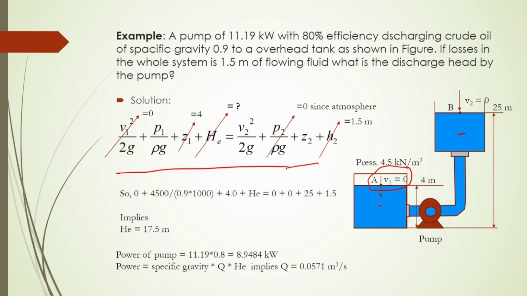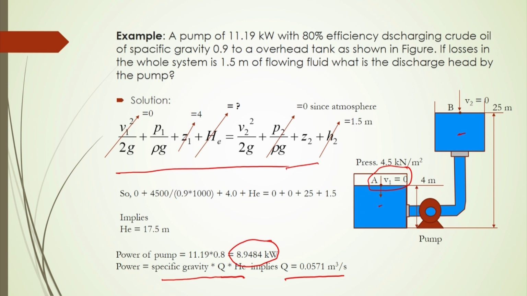And the power of this pump is given to you. I think it is 11.19 kilowatt, that means here 8.9484 kilowatt with 80% efficiency. So finally this will be the power of the pump, and power will be the specific gravity into Q into AC, that implies what Q will be equal to. But what is AC here? AC is the head due to the supply of energy by this external machine.